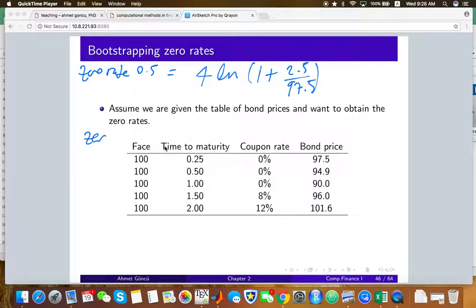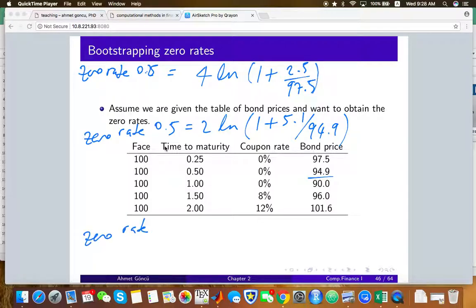And similarly, if you want to calculate the zero rate for 0.5, sorry, this is 0.25. For the 0.5, you have 2 times ln. Now you should notice that you are going to receive $5.1, and your investment is here 94.9. Okay, again, you can do the math here. And let me also write down the zero rate here. And that's going to be just, again, you have $10 return from your investment of $90.